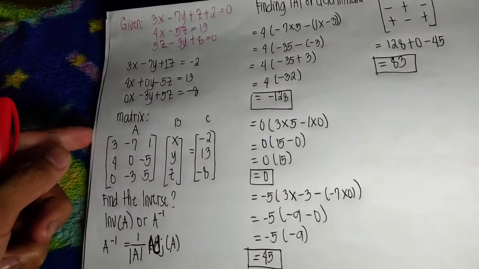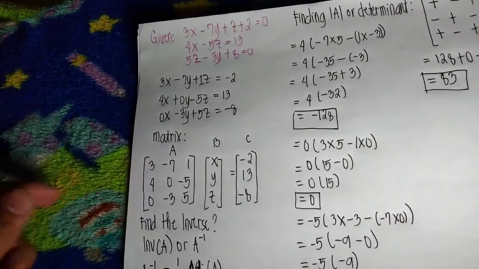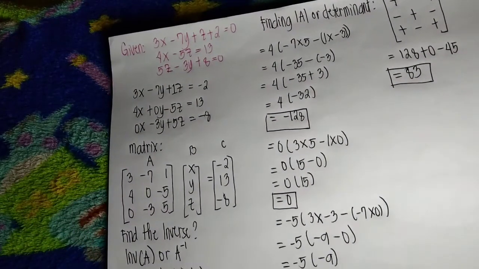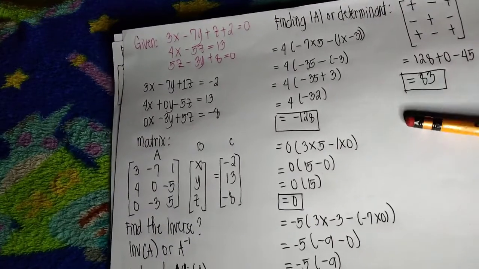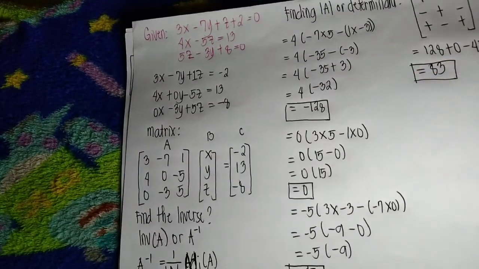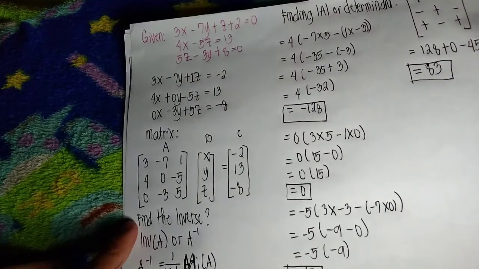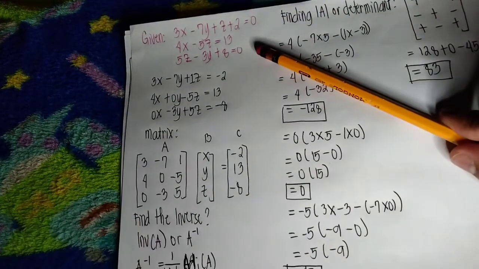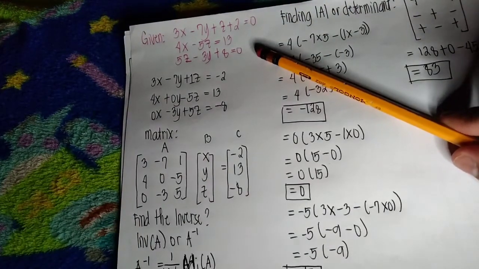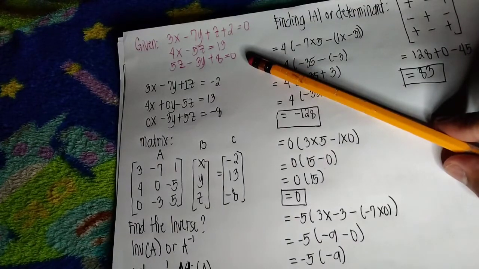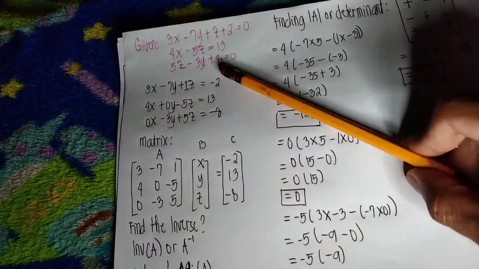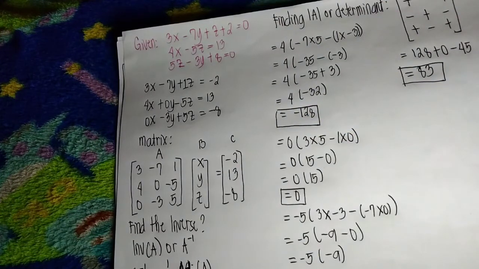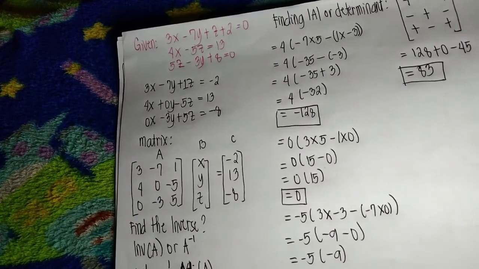I will give you only one example and I hope that you will learn and makaintindi kayo with this example. With a given of 3x minus 7y plus z plus 2 equals 0, and 4x minus 5z equals 13, and 5z minus 3y plus 8 equals 0. So tatlong linear equation ang i-compute natin sa pag-get sa inverse natin, and gawin po natin siyang matrix.